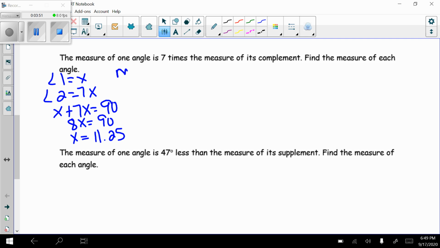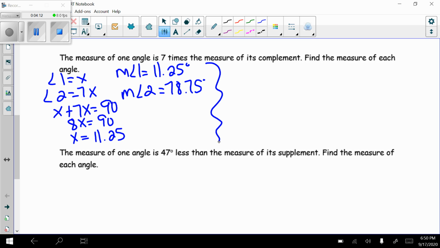So therefore, find the measure for each angle. The measure of angle 1 equals 11.25 degrees. The measure of angle 2, there are two ways I could find it. I can either take 11.25 and multiply by 7, or I can take 90 minus 11.25 and get 78.75 degrees.